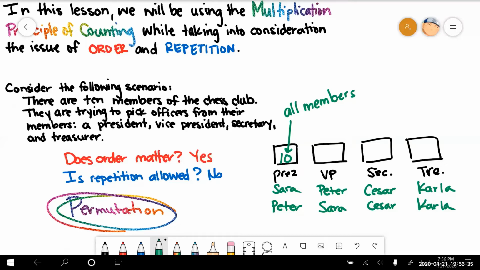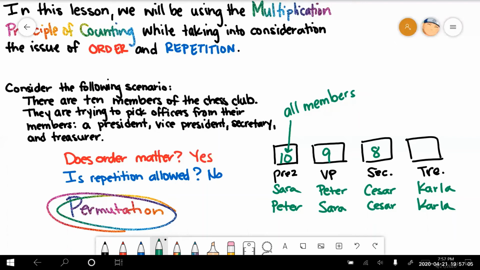Well, if you think about it carefully, with Sarah out of the game, we've only got 9 options left. Okay, and then we think about the secretary. So now we've got the president taken care of. The vice president has now been assigned. And how many people are left to possibly be assigned as secretary? If you're thinking 8, you've got the right answer.